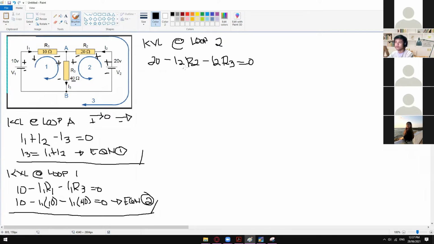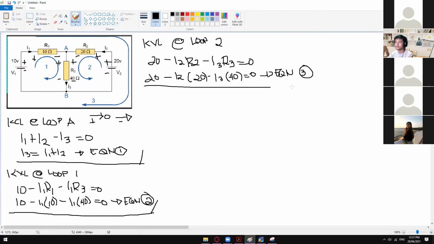After that, you can now substitute the given values of your R2 and R3. So 20 minus I2 times 20 minus I2. Oops, my bad, this is not I2, this is I3, because we have the I3 right here. My first one is I1 and then I3, and this one is I2 and I3. So this is I3 and then R3, which is 40 ohms, equal to zero. And that's equation number three. Were you able to follow this equation number three?